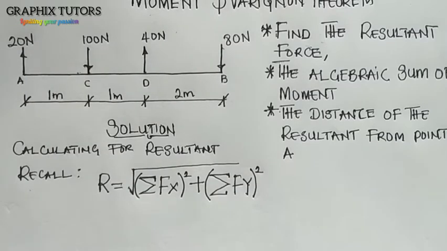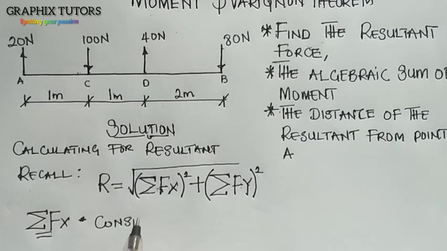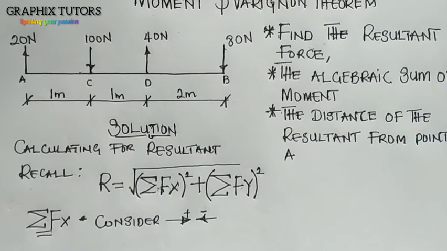So that means if we are to calculate resultant force, we must know the addition of all the horizontal components plus the addition of what? All the vertical components. So let's try for this first. So for summation of F of x, right, we consider forward force to be positive and the backward force to be what? Negative. That's our condition. Right?